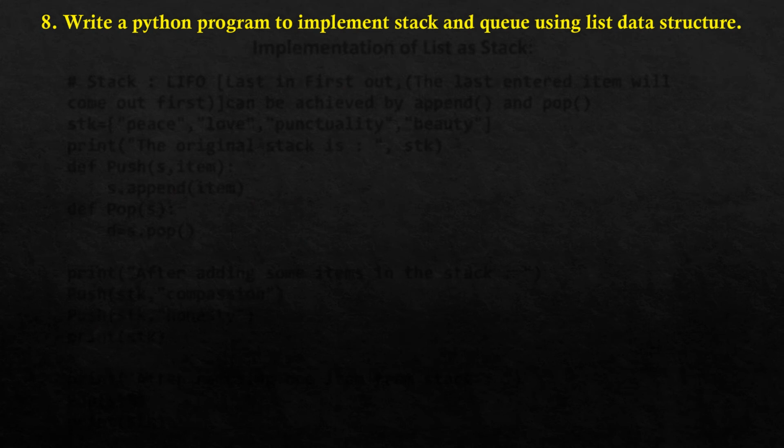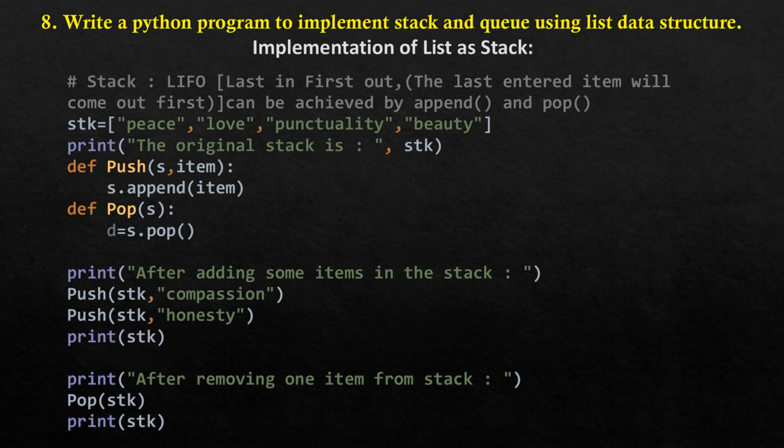Now the next program is to implement stack and queue using the list data structure. Now let us first implement the list as a stack. As you know, stack is a LIFO based data structure, that means last in, first out. That means whatever item you enter will be entered at the end of the list, and if you want to remove some item, then the last item will be removed first.